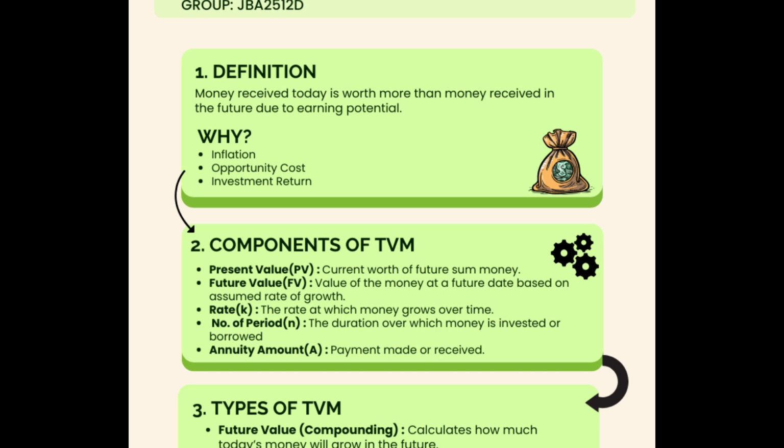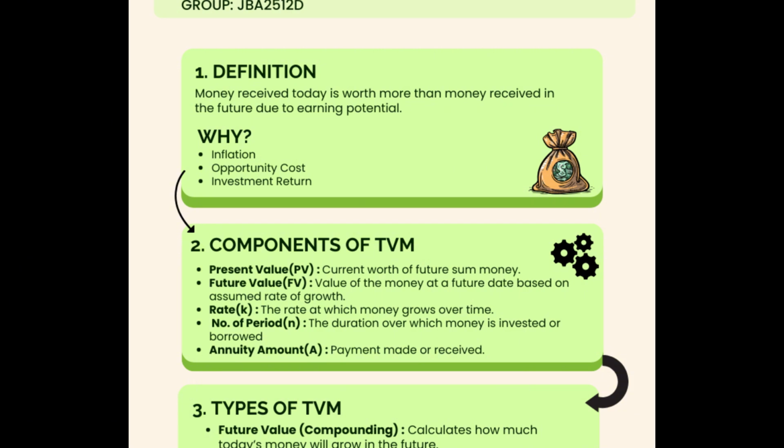Let's move on to the components of time value of money. The first one is present value, or PV, the current worth of a future sum of money. Then we have future value, FV, the value of the money at a future date based on an assumed rate of growth. Then we have rate, represented by K, the rate at which money grows over time.